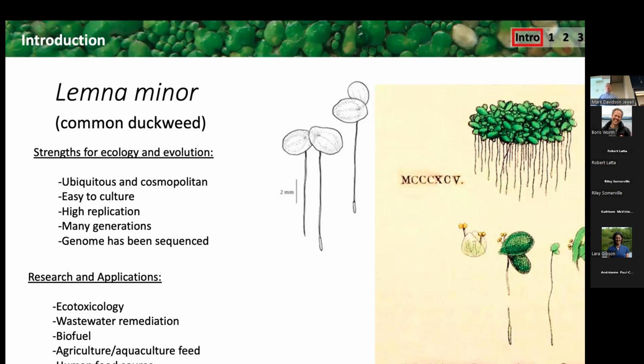On top of that, it's ubiquitous, it's cosmopolitan, it's easy to find and sample in the field, it's easy to grow in the lab, it's easy to culture, and what's more, the genome has recently been sequenced. In addition to ecology and evolution, it's a model in ecotoxicology and has a number of industrial applications, including wastewater remediation, biofuel production, agriculture and aquaculture feed, and is also used as a human food source because it has more protein content per mass than soybeans, actually.